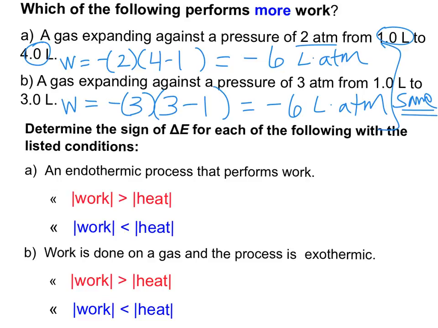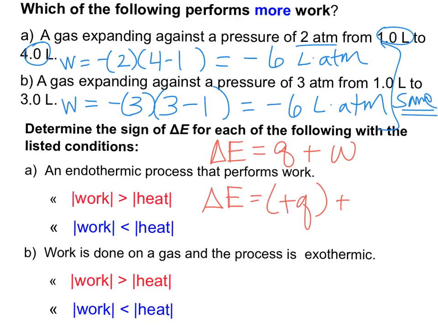All right, determine the sign of delta E for each reaction of the following with the listed conditions. So this says an endothermic process that performs work. So I'm going to focus on that. Remember the internal energy equation? So looking at this, I want to know which is true for an endothermic process. Endothermic means we have a positive Q, right? And then that performs work, negative. So let's see which is what in each case.